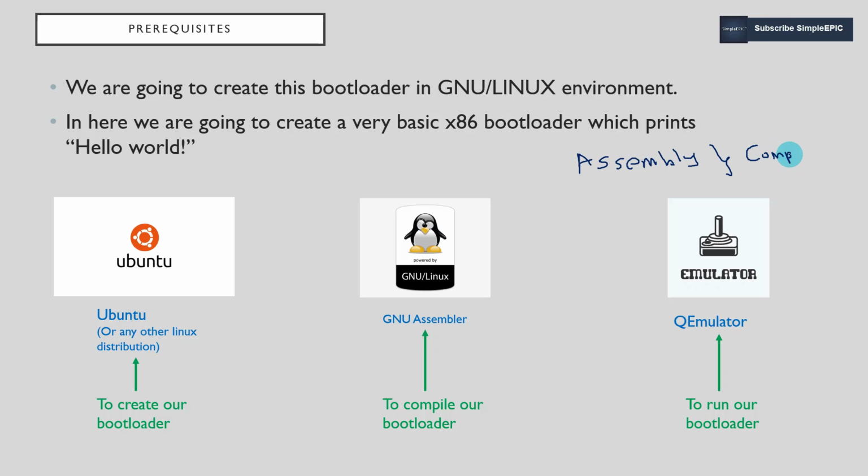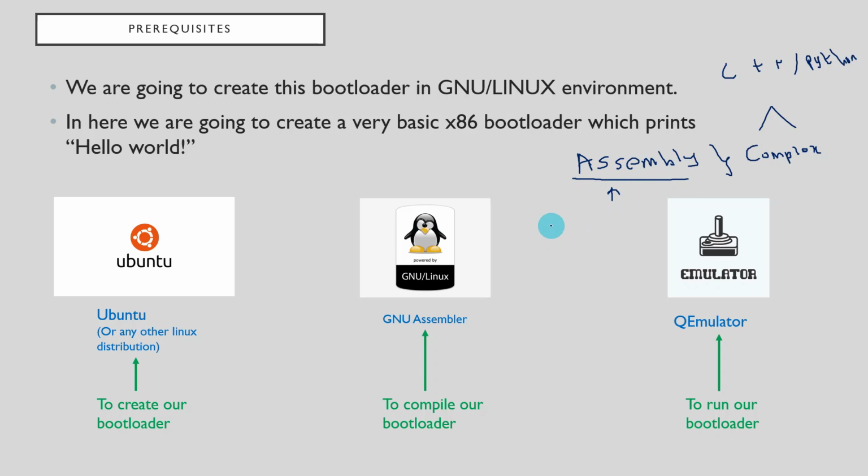I'm not saying it is completely complex, but it is more complex than our regular programming languages. C++ and Python are much easier than this assembly. When it comes to assembly, we have to focus on how the hardware works and things like that. Make sure this is not general programming. General programming means we are using C++, C, Python or Java. We are going to use assembly language.